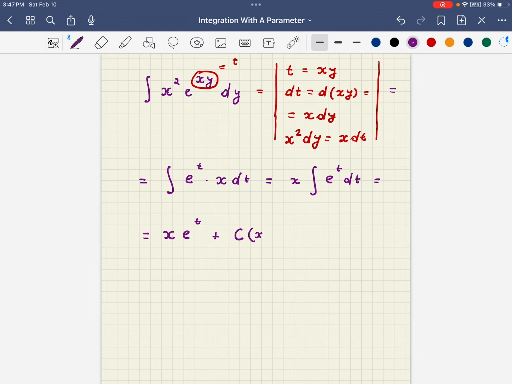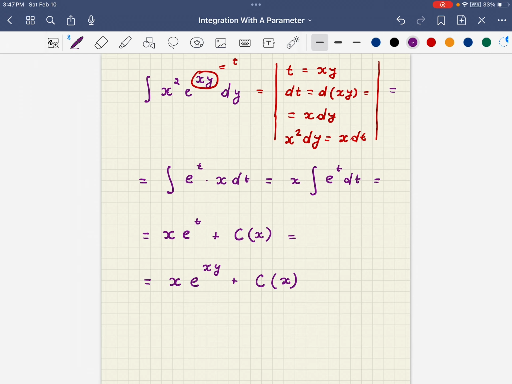So for that reason, it's better to write our result of this integration as x times e to the power t plus c of x. And of course, I have to go back to the original variable and substitute instead of t, x times y. So our final result is x times e to the power x times y plus some constant c of x. Some constant c which depends possibly on x.